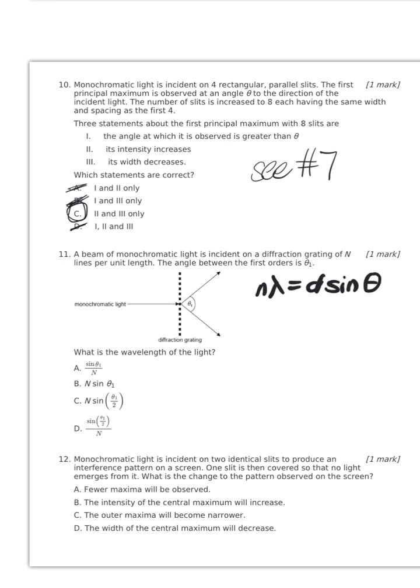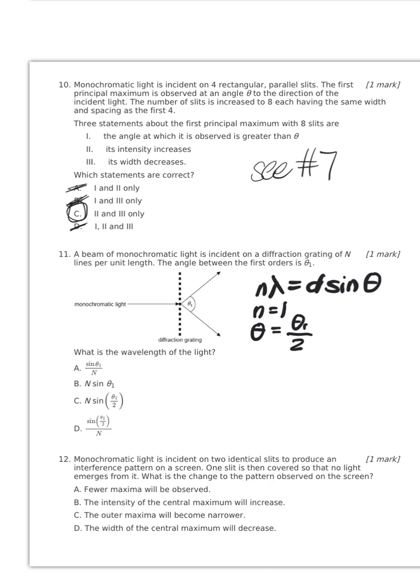So we have monochromatic light incident on a diffraction grating with N lines per unit length. The angle between the first orders is theta 1. For the first order, n would be 1. And theta in the equation is the angular displacement of the maximum from the center line, while the angle in the problem is the angle between the two first orders. So the angle given is double the angle in the equation. So theta in n lambda equals d sine theta is theta 1 divided by 2.